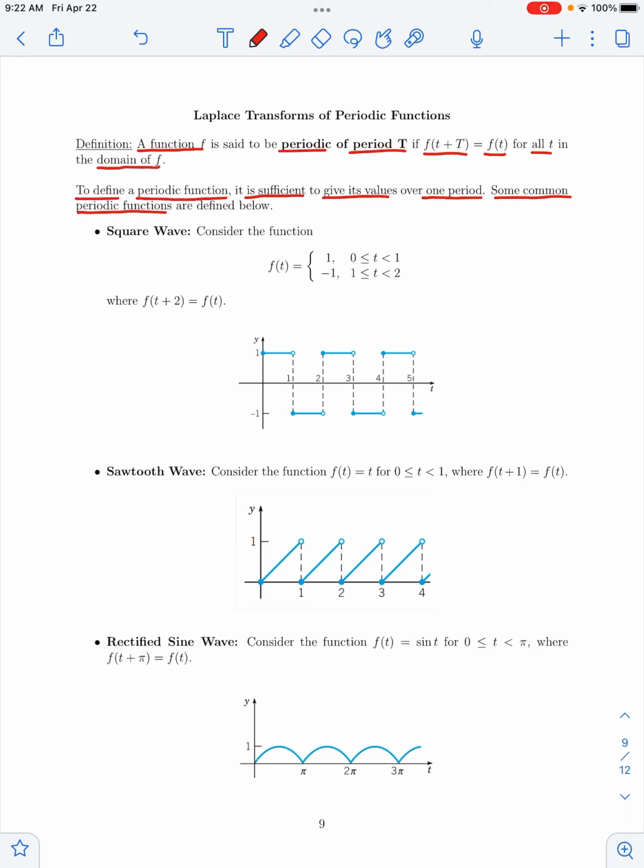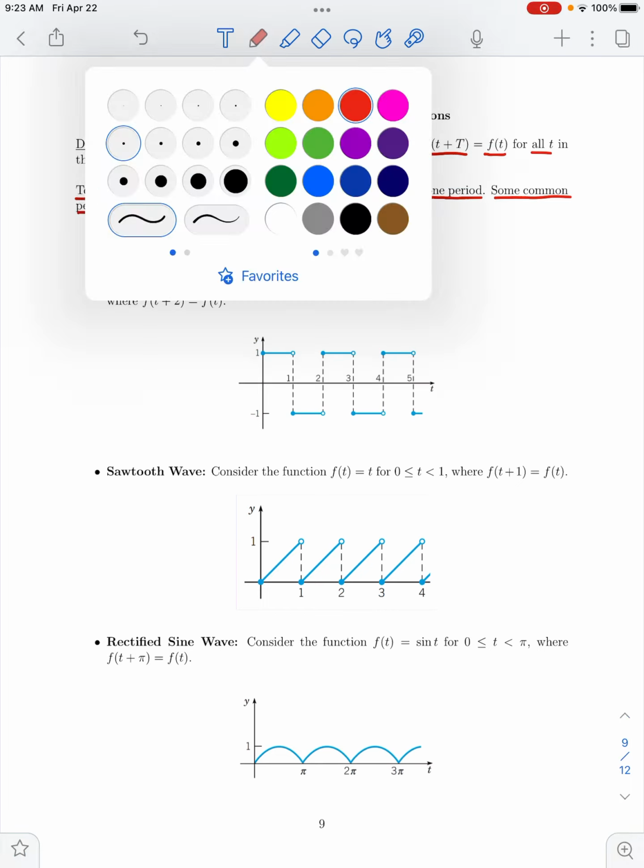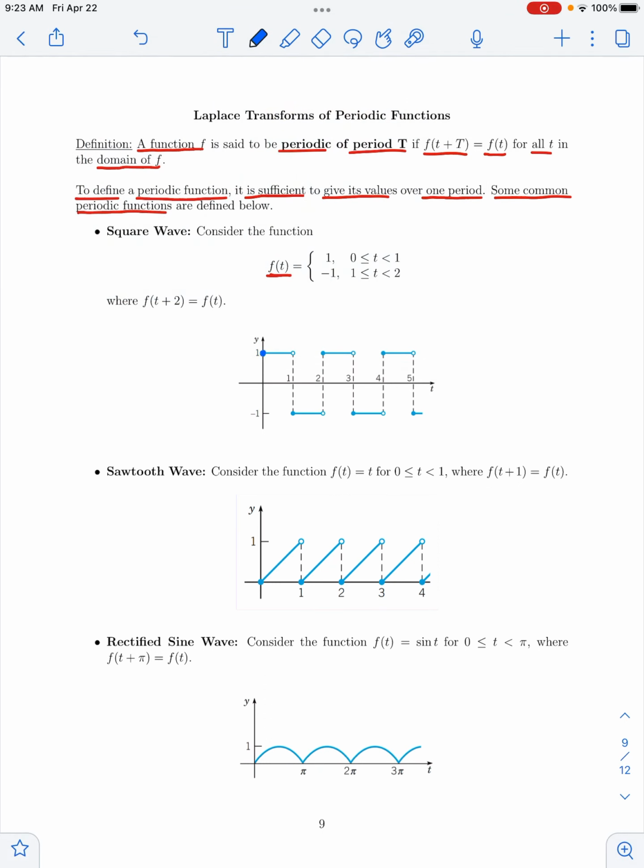The first one we'll discuss is called a square wave. So let's consider the function f of t, which is defined as 1 on the time interval from 0 to 1. So let's look at our graph here. Time 0 up to time 1, we have a constant value of 1. Then on the t interval from 1 to 2, the value of our function is negative 1. So we jump down to negative 1. And then we specify that this function is periodic of period 2. So for these initial values given on the time interval from 0 to 2, we will repeat these values with period 2 moving forward in time.